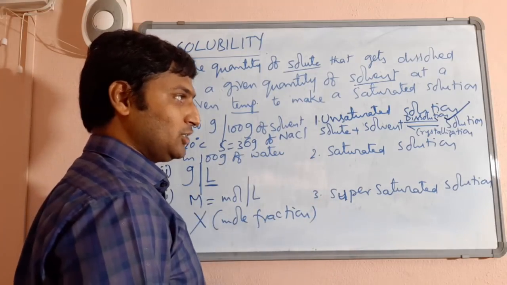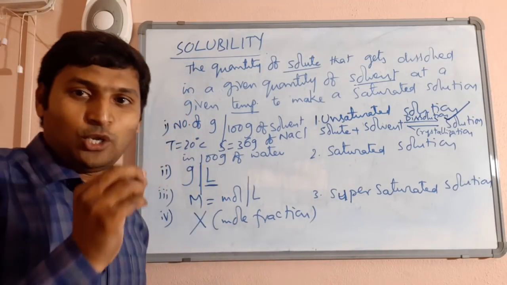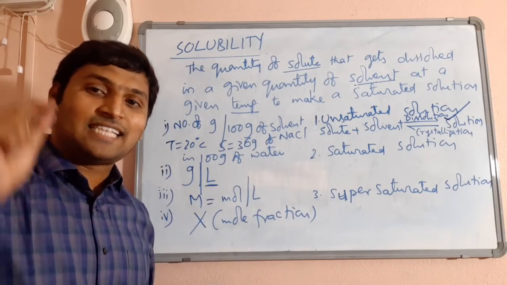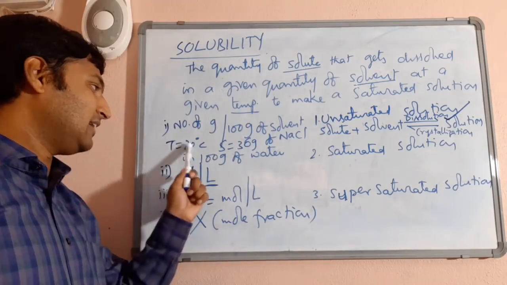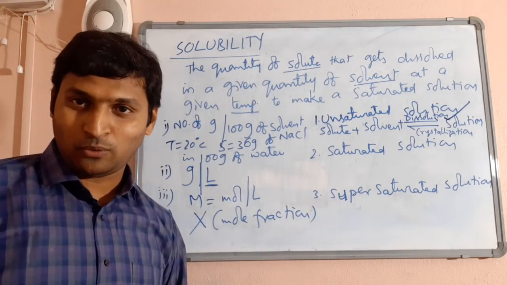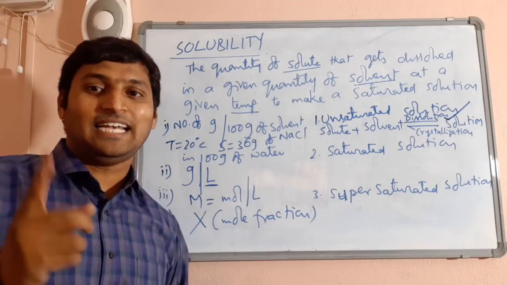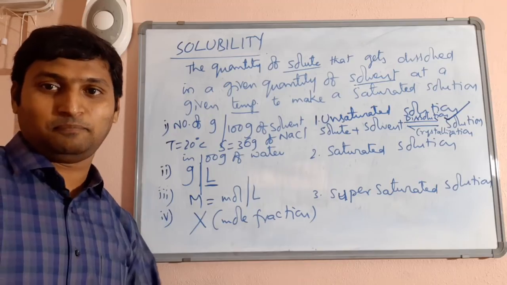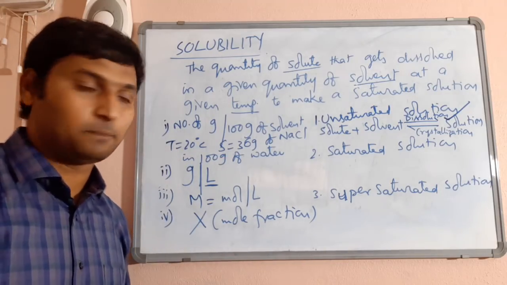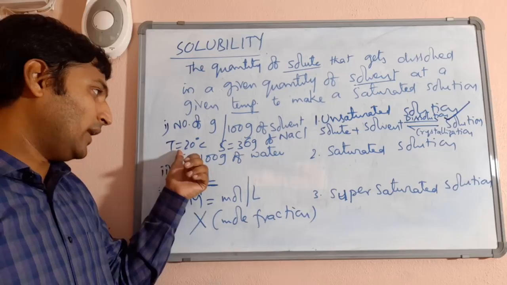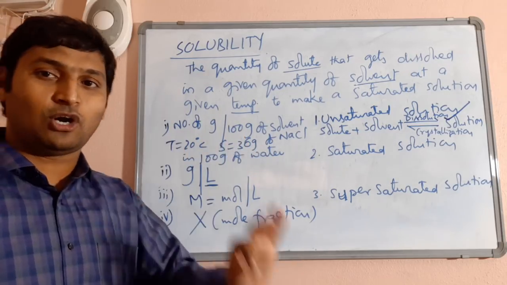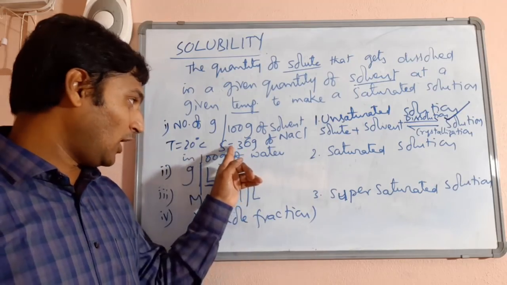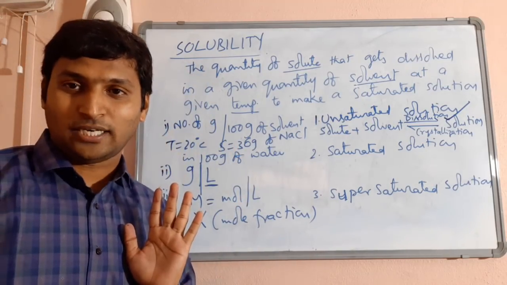Now coming to saturated solution. A solution in which the amount of solute in dissolved state is exactly equal to its solubility at a given temperature. Again, coming back to this example. I have dissolved at 20 degrees Celsius in 100 grams of water exactly 36 grams of sodium chloride. It cannot take any more. Then you call it a saturated solution.